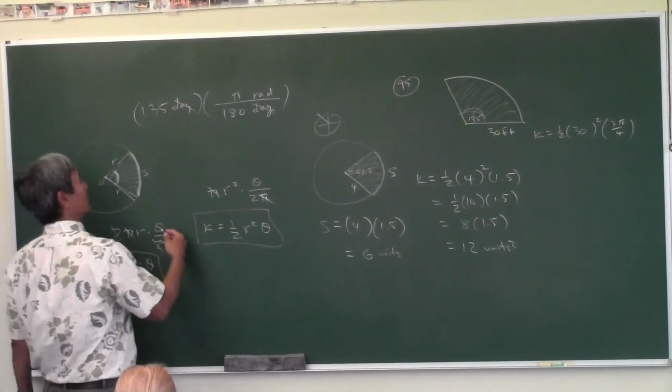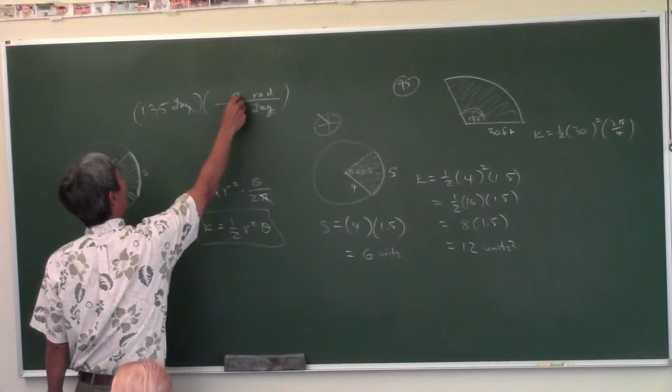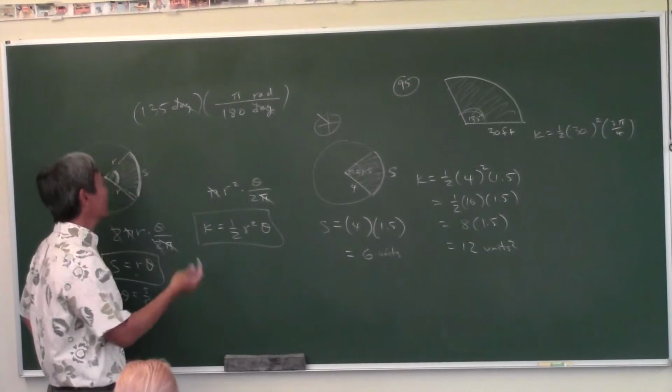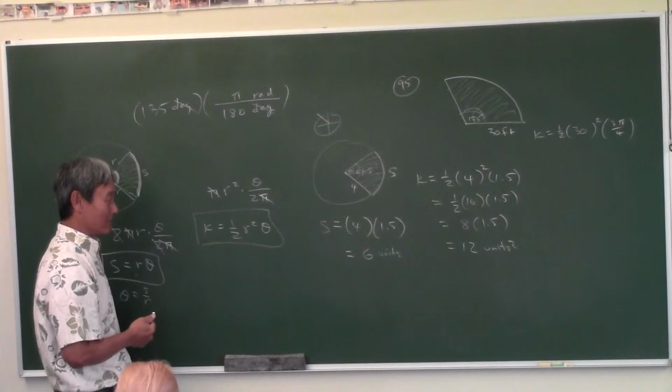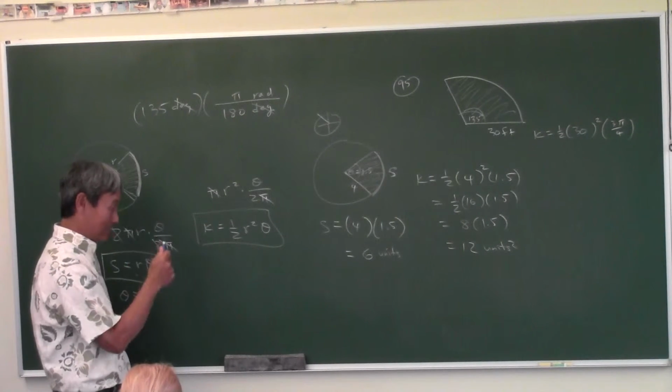So, simplify this: 135 pi over 180. What number can go into both 135 and 180? And don't say 5 like the other class. There's something bigger.